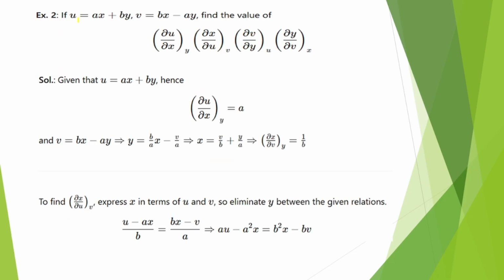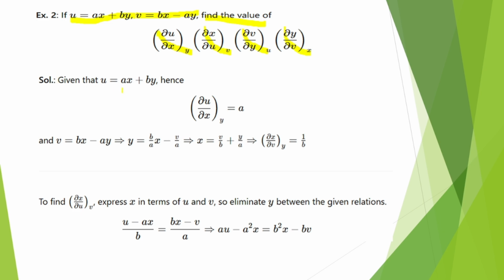Suppose, for example, u is equal to ax plus by and v is equal to bx minus ay. Find the value of ∂u/∂x keeping y constant, ∂x/∂u keeping v constant, ∂v/∂y keeping u constant, and ∂y/∂v keeping x constant.